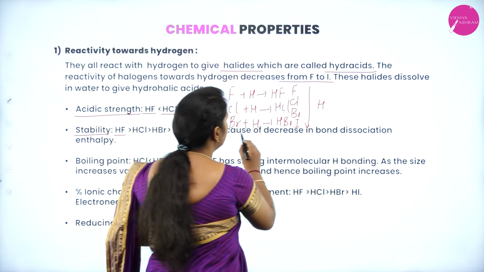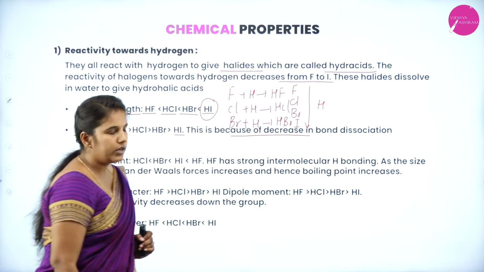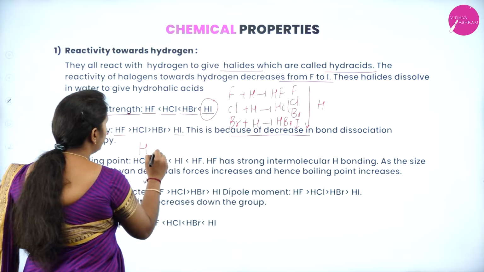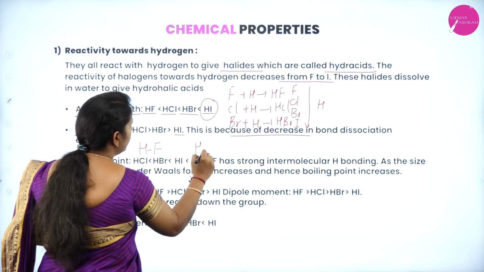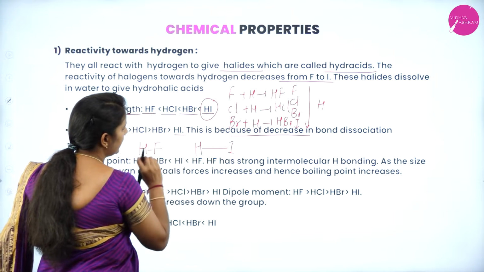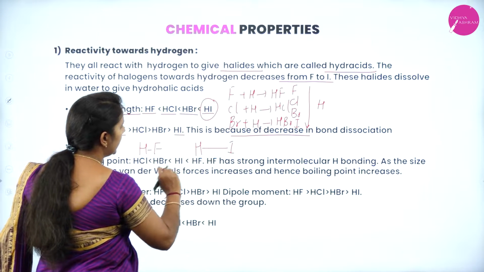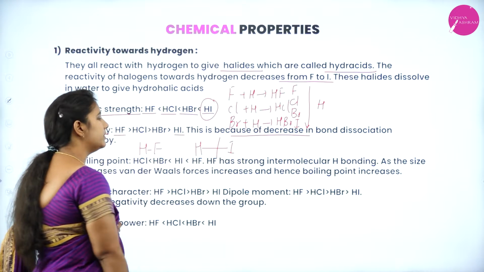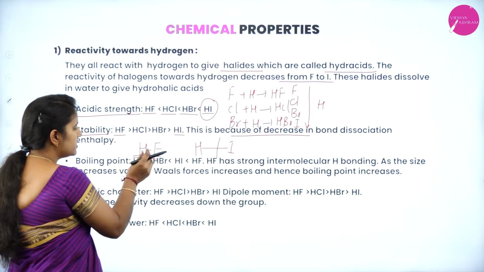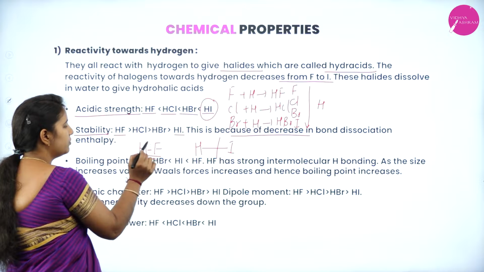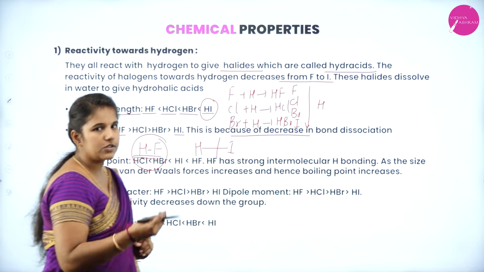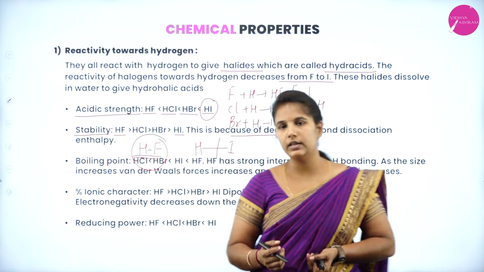This is because of the decrease in bond dissociation enthalpy. If you consider the bond between hydrogen and fluorine and between hydrogen and iodine, the bond distance between hydrogen and iodine is so long that it is very easy to break this bond. Whereas the bond length between hydrogen and fluorine is very small, so it is not so easy to break this bond. Hence hydrogen fluoride is the most stable because of the very small bond length.